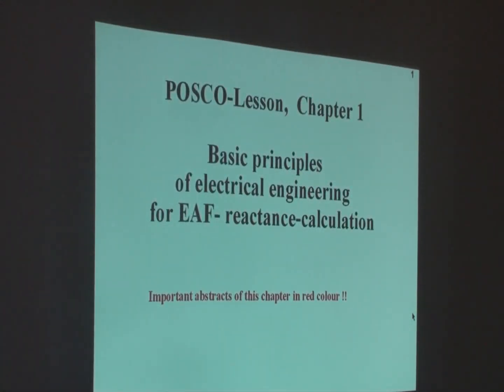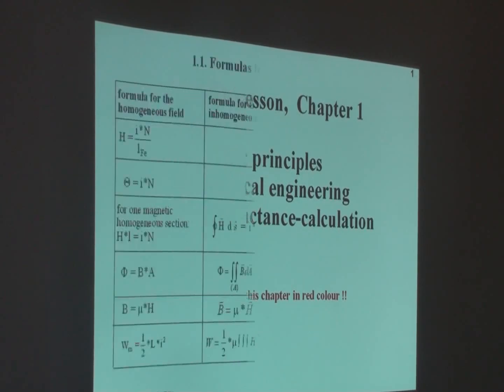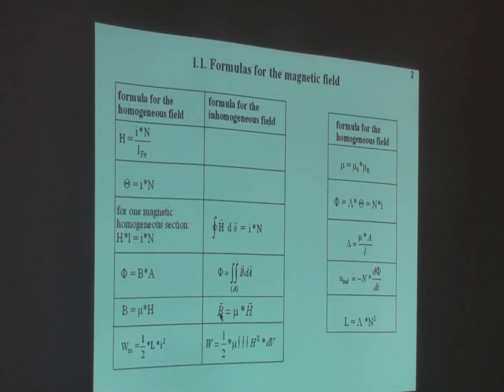So, this is chapter 1, and we will start with chapter 1 on the important abstract of this chapter, again in red color. I will show you some black equations, but I will say that it's important. It's necessary for theory, but not for the calculation of EIS. This is a very, very short abstract of my lessons.